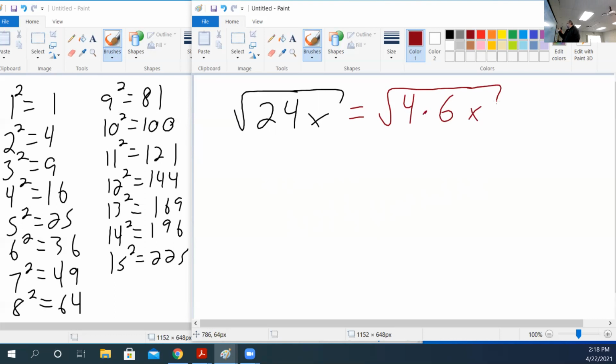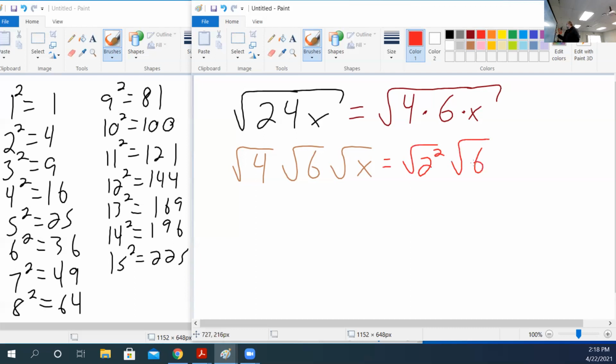Technically, there's x, right? But we can't really do much about that. And technically, they're all being multiplied times each other. So what you do is split them up. So it's going to be root 4 times root 6 times root x. We see there on the left side of my screen that you can replace the 4 with 2 squared, root 6 and root x. Nothing to replace them with because we don't see them on that side.